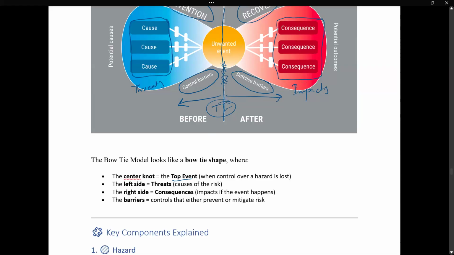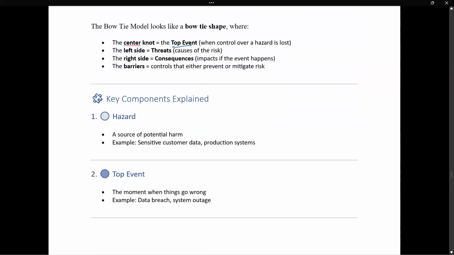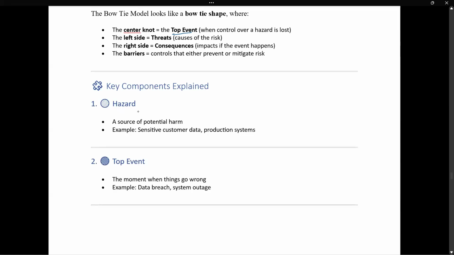Now let me explain this chart in more detail. Hazard means the source of potential harm, like sensitive customer data or production systems. These could be your very sensitive data, and hazards might be causing an impact on them.